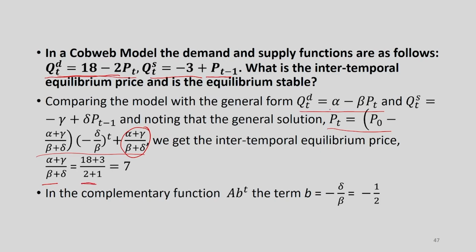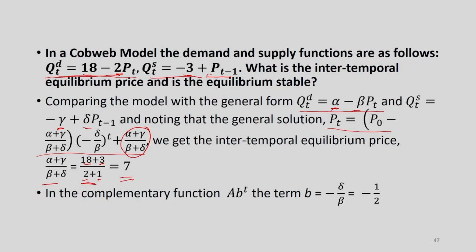Alpha here is what? Alpha is 18. Then gamma in this case is 3. So, 3 divided by beta plus delta. Beta is 2 and delta is 1. So, this will simplify as 21 divided by 3, which is 7. So, the particular integral has been found out.